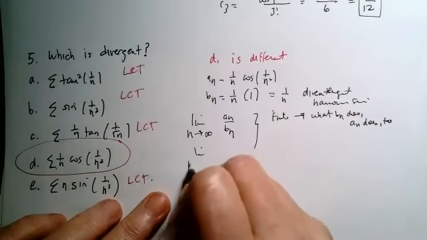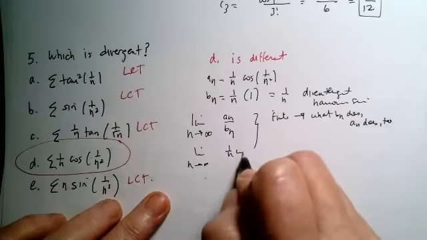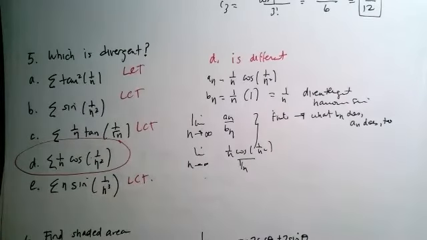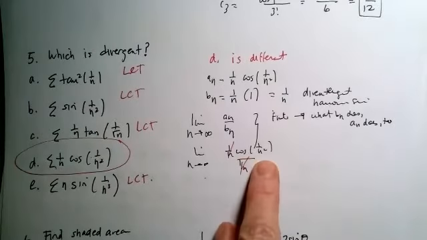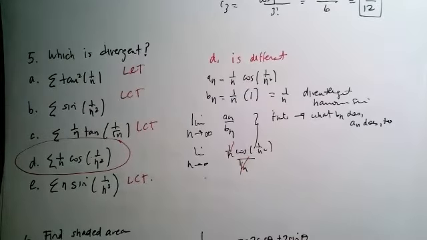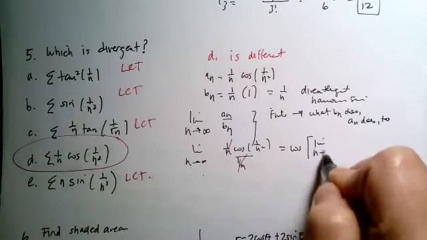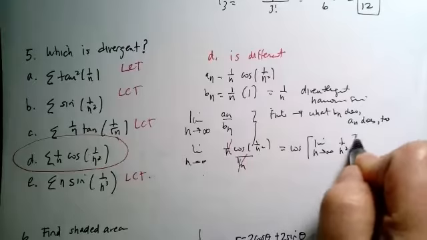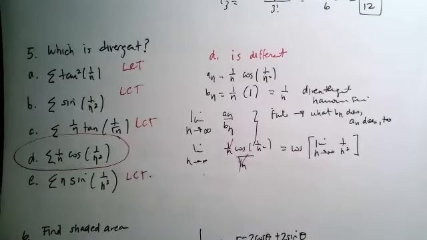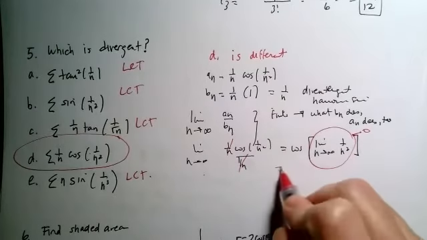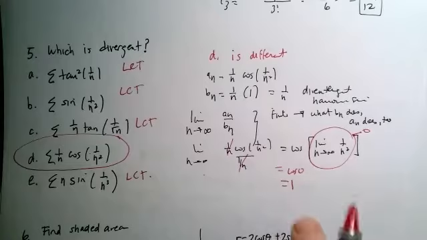Okay, so when we take this limit, 1 over n cosine 1 over n squared over 1 over n, these two will cancel, right? And what's this limit going to give us? This is like the cosine of the limit as n goes to infinity of 1 over n squared. And where's that limit going? It's going to 0, right? And that's the cosine of 0, which is 1.